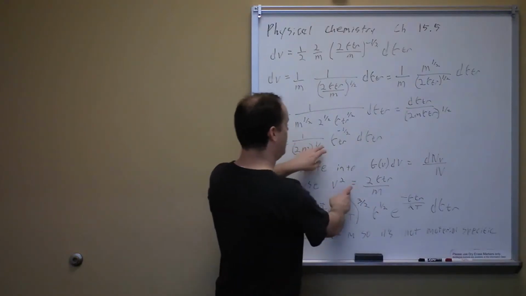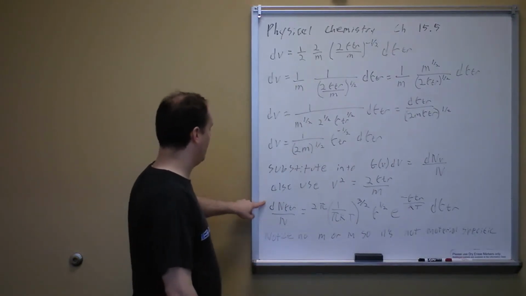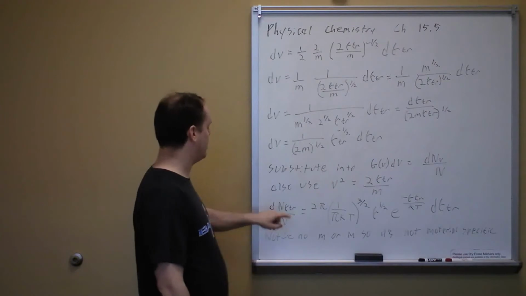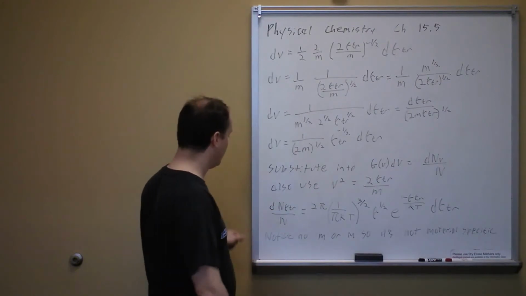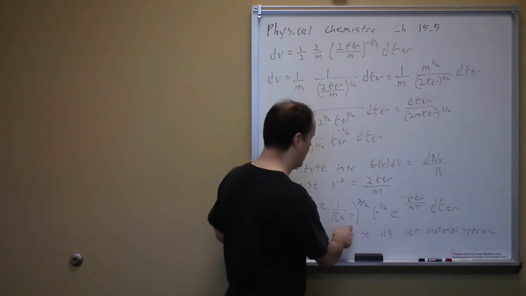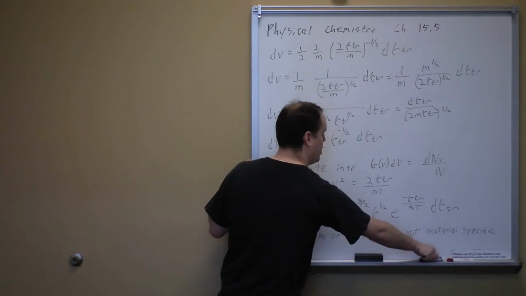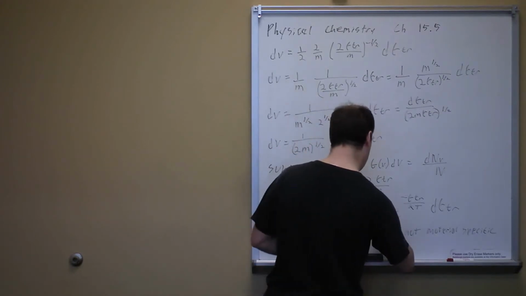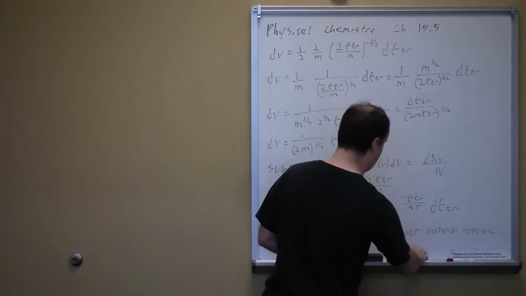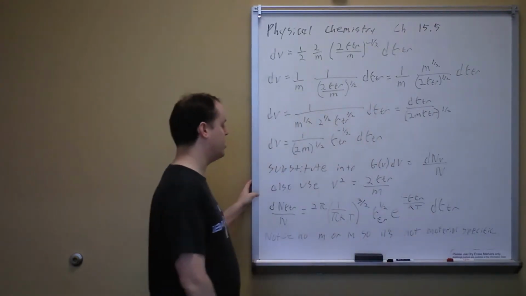So substituting these into the formula for g of v that I showed you on the previous slide, we get the differential of the number of molecules with a certain energy of translation divided by the total number of molecules is equal to 2 pi times 1 over pi kT to the 3/2 times the square root of the energy of translation, obviously, times e to the minus energy of translation over Boltzmann constant times temperature, times the differential of the energy of translation.